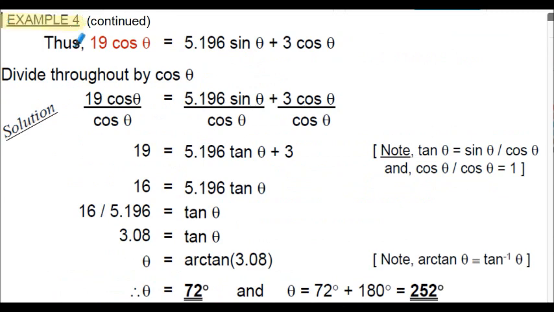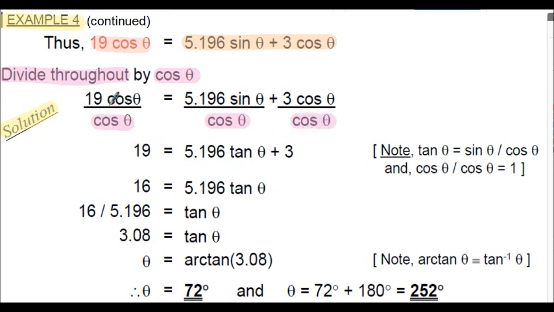Example 4, solution continued. Just repeated this line for convenience. Now we have an equation, but it contains both sine and cos terms, which is difficult to solve here. So we're going to try and simplify the expression in terms of one trig function, the tan function. To do that, we're simply going to divide throughout by cos of theta. So on the next line, that's exactly what I'm doing. Every term is divided by cos theta.